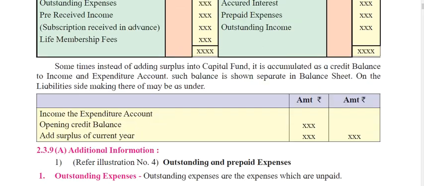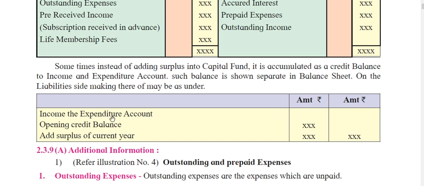Next one. Sometimes we add the surplus to the capital fund, and a deficit we deduct from the capital fund. But sometimes it is accumulated as a credit balance to the income and expenditure account. Such a balance is shown separately in the balance sheet on the liability side, as under.